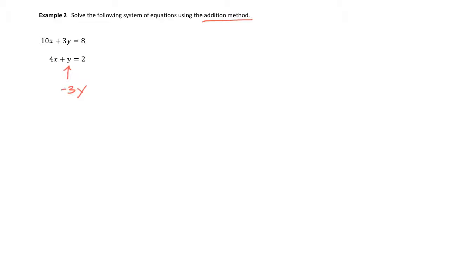So I'm going to write that down. We're going to take this equation and we're multiplying by -3. And I'm leaving the very first equation alone. The first equation was 10x plus 3y is equal to 8. And the second equation, if I multiply through everything by -3, I get -12x minus 3y is equal to -6.